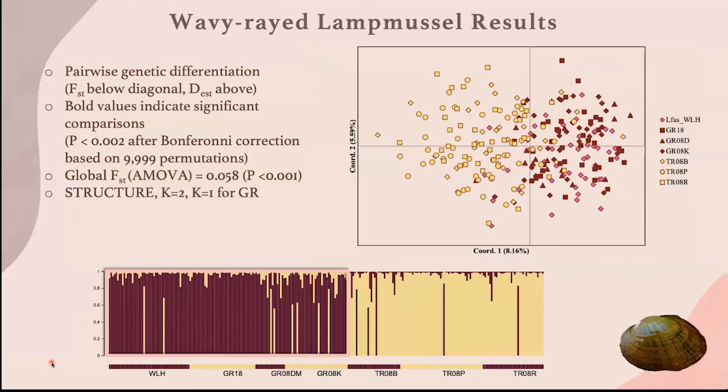And in this PCoA, you can see that same pattern. So in yellow, again, is the Thames, and maroon is the Grand. Hot pink is our juveniles. You can see that there is structure between the Thames and the Grand, but we have complete overlap between the propagated juveniles and their adult wild counterparts.